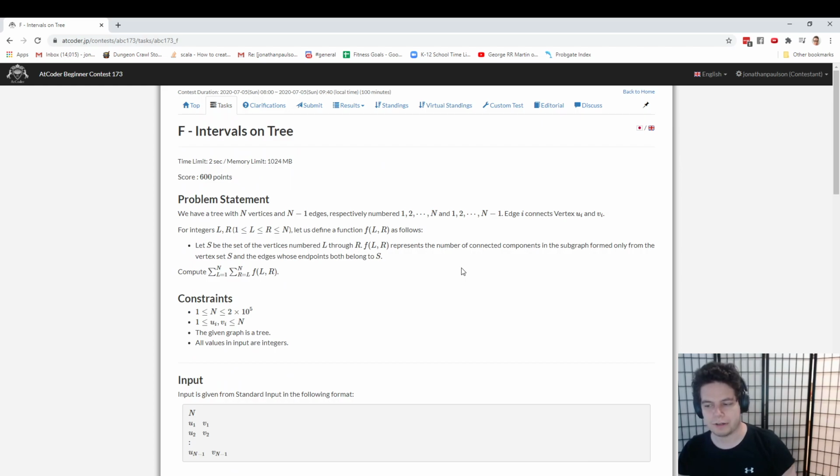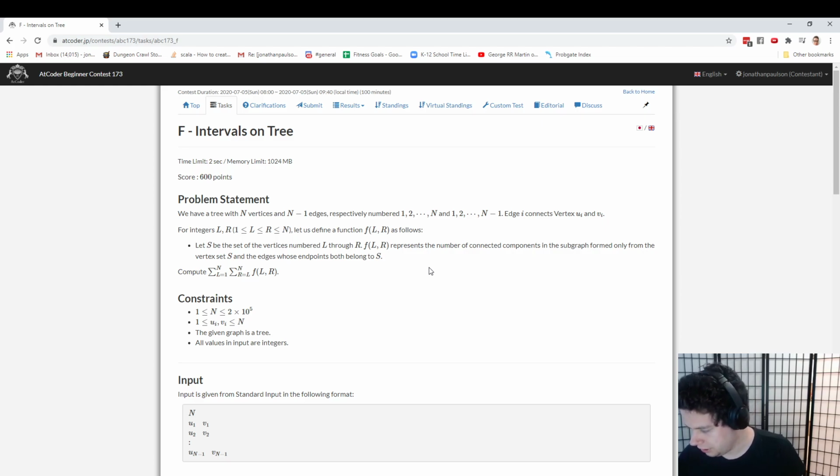Okay, so that's the problem. How could we solve it? The brute force approach would be to consider all of those n squared subtrees and run BFS or something to compute the number of connected components among them. That would be n cubed, because it's n squared trees, and counting the components is linear time. That's obviously way too slow, n is 200,000. So we need not an n cubed, but an n or n log n solution.